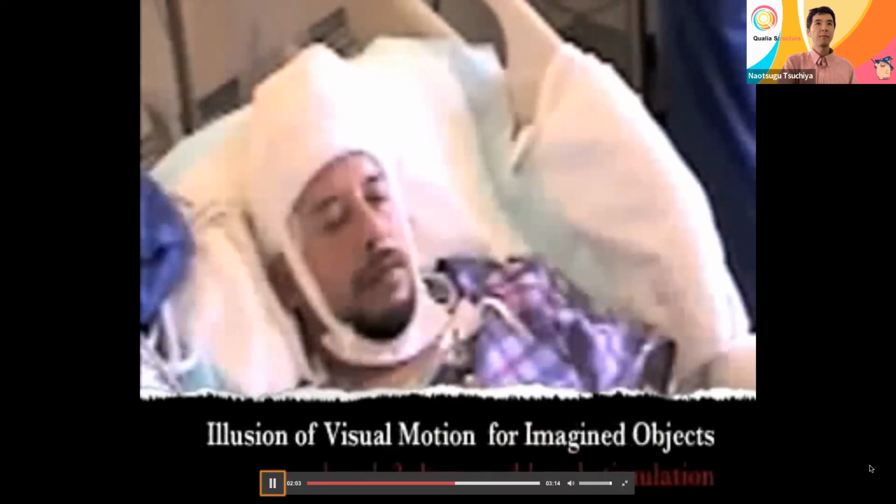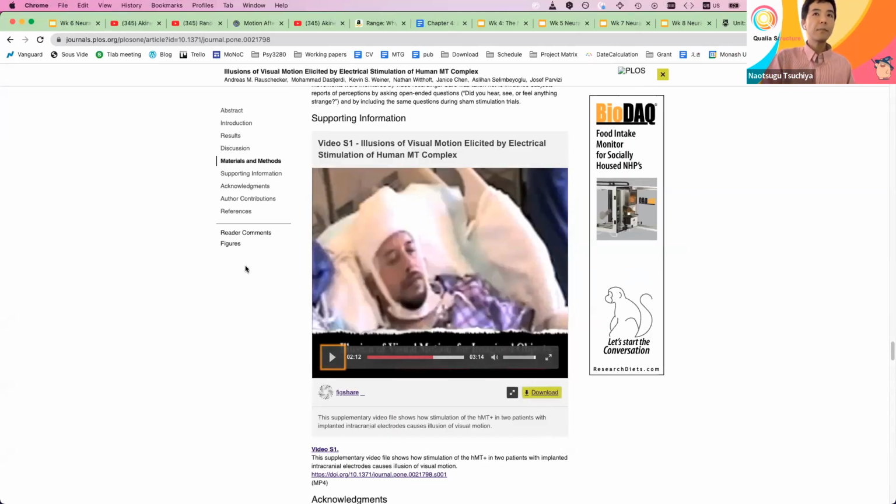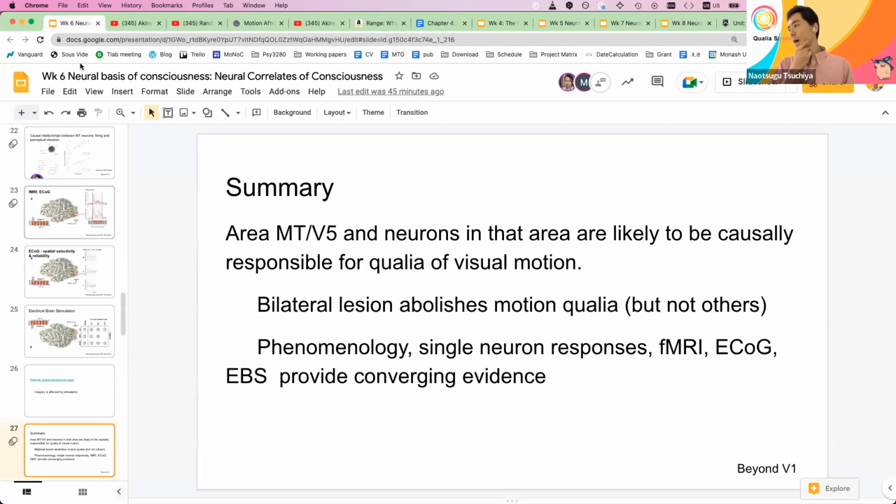What about now? Remember, when the stimulation was either very weak or sham, then his report was also not that consistent with this experience of the moving motion of the imagined object. So this is quite striking, but that's also consistent with the idea that the MT experiment in the monkey was more or less replicated in the human.